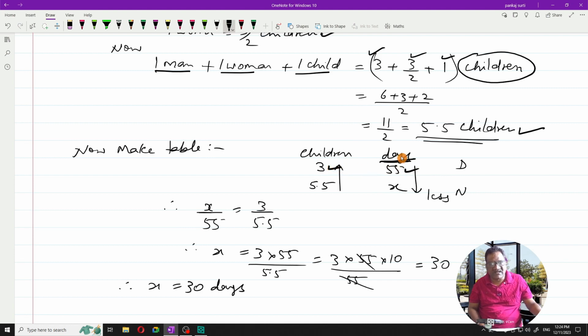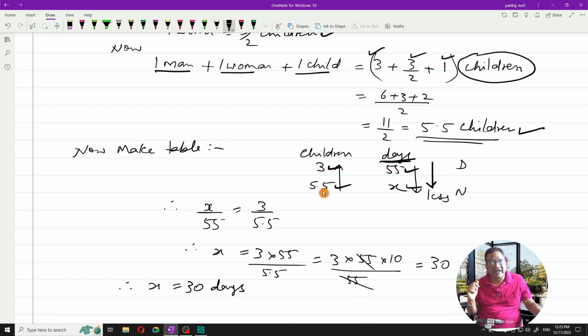Then the question asked is how many days will be required for 5.5 children. Now this 5.5 has been arrived from this particular working. Okay? So once you get this column, now next I'm going to put an arrow mark in the downward direction, because X is the downward direction. Now I'm going to ask this question going from children to days. 3 children can need 55 days. 3 children need 55 days for completing certain work.